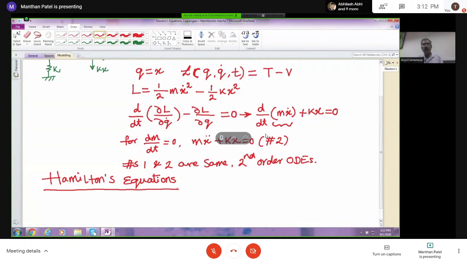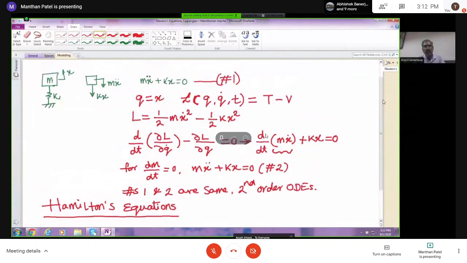Okay. So before going to Hamilton's equations, let's come back to these Lagrangian equations. What we find here is that the Lagrangian is defined as a function of q, which is a generalized coordinate, q dot, the derivative of that generalized coordinate, and time. In the mechanical domain, q is displacement, q dot is velocity. If you are dealing with angular displacement, then it is angular velocity, and you have time.